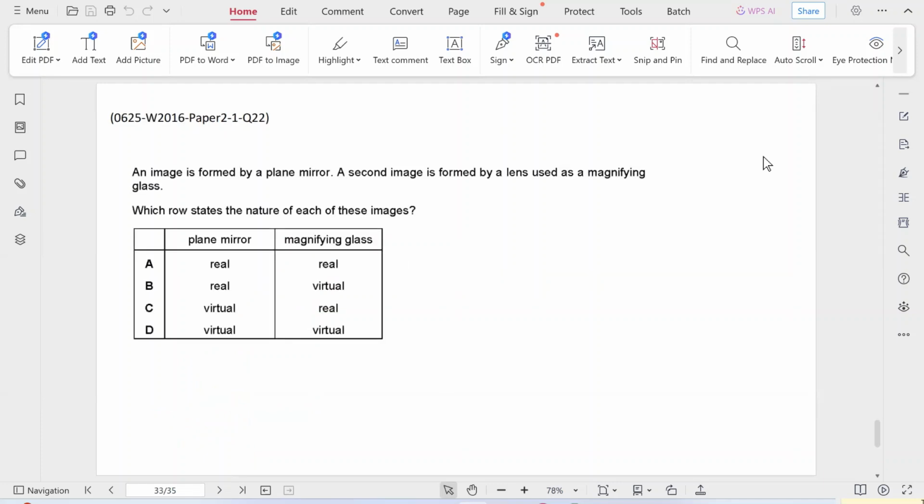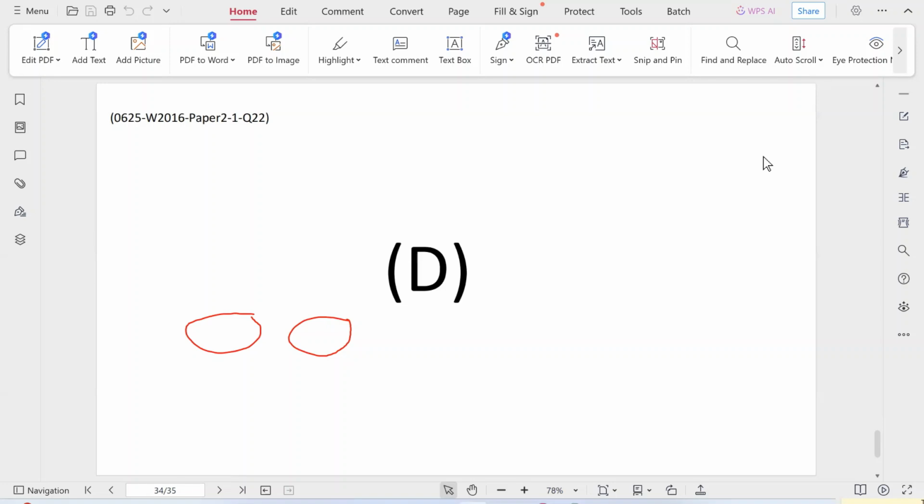An image is formed by a plane mirror. A second image is formed by a lens used as a magnifying glass. Which row states the nature of each of these images? So whether the image is in a plane mirror or in a magnifying glass, they are both virtual images. This is something you need to know because they are both formed by the backward extensions of rays rather than the convergence of rays at a point. So D is the correct choice here.